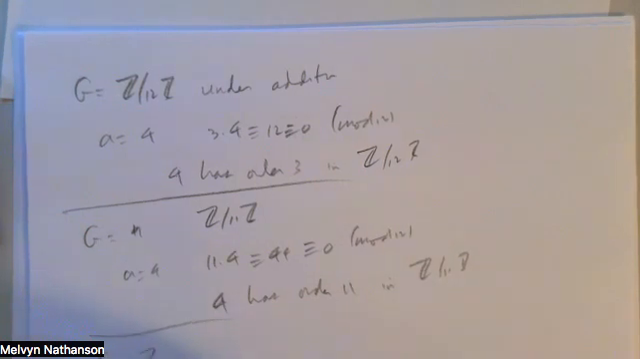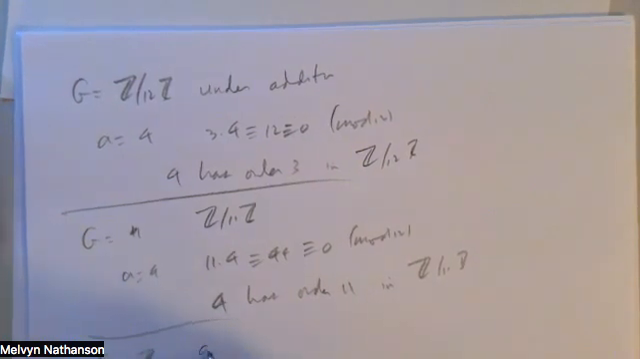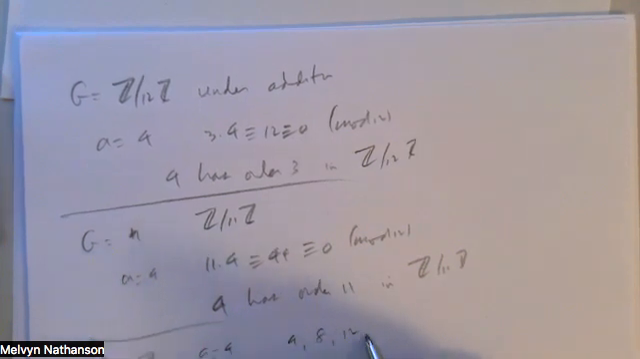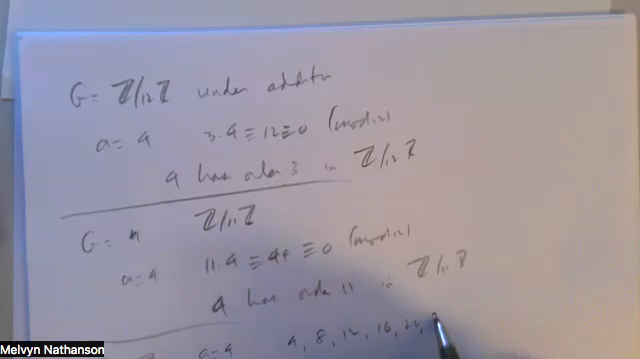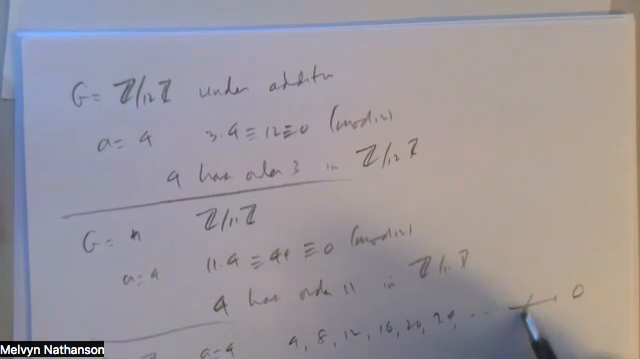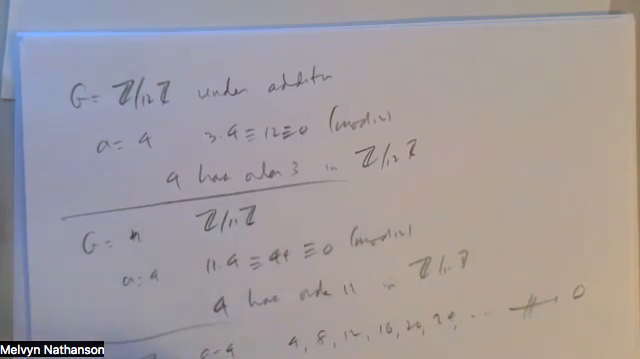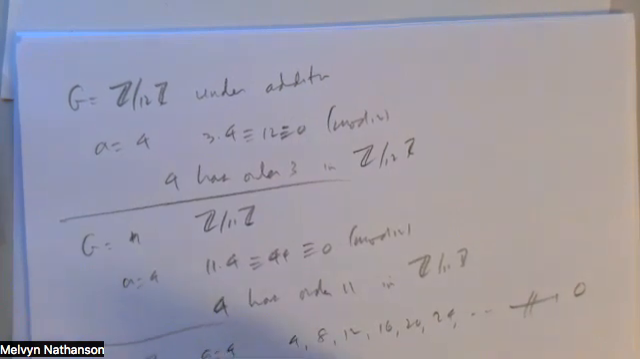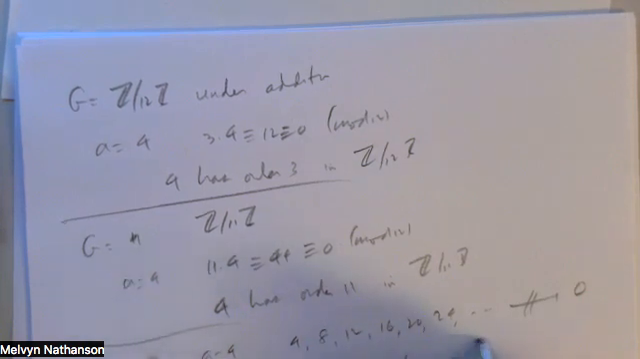Suppose we take G to be the integers, and we take A equal to 4. If you start adding 4 to itself, 4, 8, 12, 16, 20, 24, and so forth, do you ever get 0? No. So A does not have finite order. So 4 has, we say, infinite order in the additive abelian group Z.